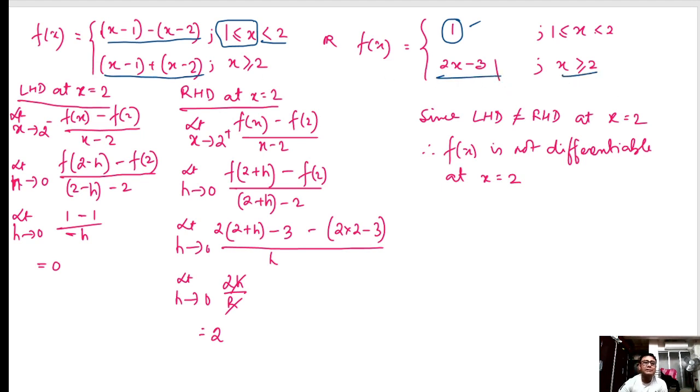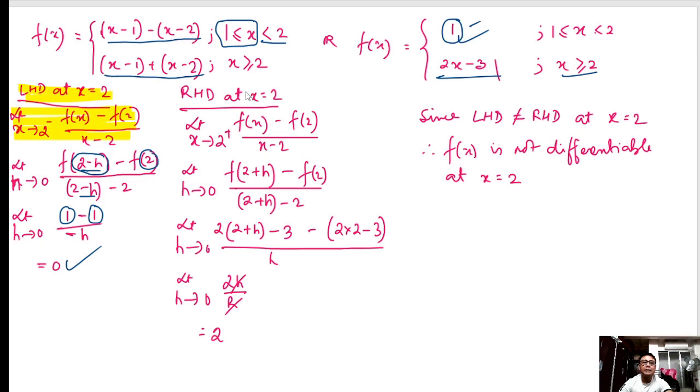So now let us test the differentiability at x equal to 2, the left hand derivative. So I am testing it at less than 2. That means in place of x I will put 2 minus h. Okay, so for less than 2, I will take the equation as 1. So putting 2 minus h also, I am getting 1. Putting 2 also, I will get 1. So this is 0.